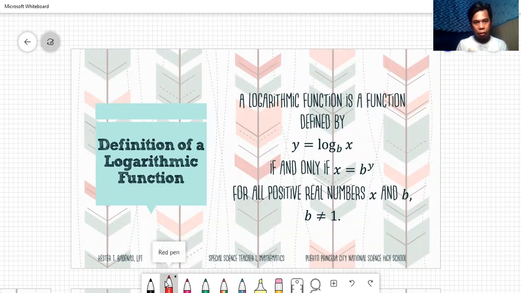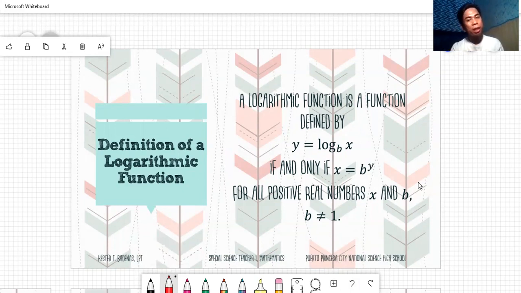So this is read as y is equal to the logarithm of x with a base b. It is only possible if x is equal to b raised to y, for all positive real numbers x, and b should be a positive real number, and b should not be equal to 1.